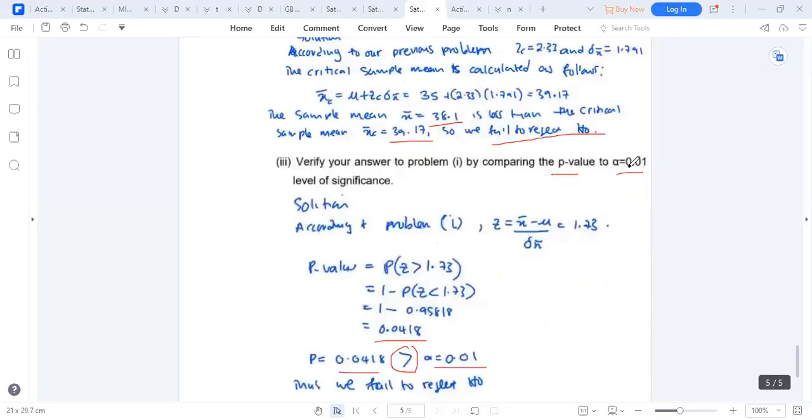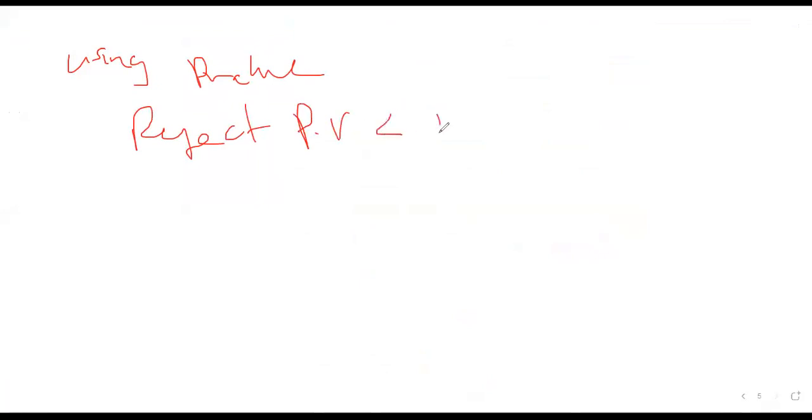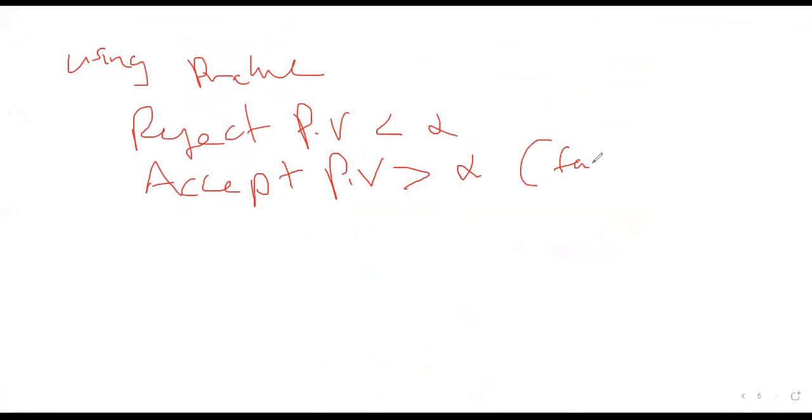Yes. Then lastly, using p-value, the examiner is asking us, now verify your answer using the p-value compared to 0.01. So our rule here, using p-value, is we reject only if p-value is less than alpha. We fail to reject if p-value is greater than alpha. That's when we can fail to reject.